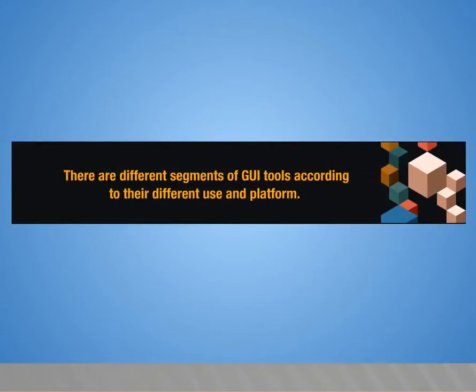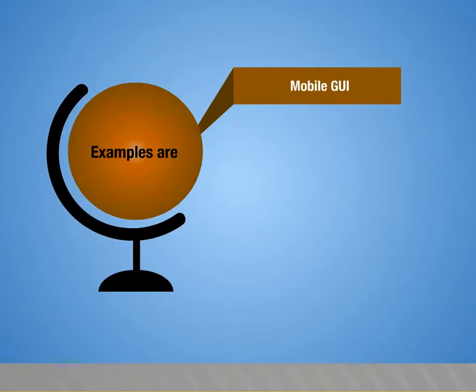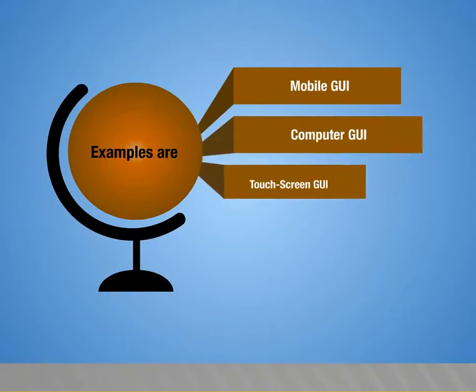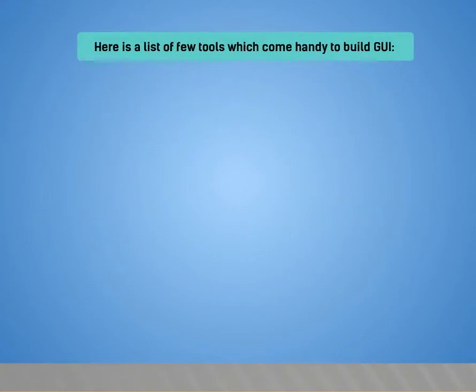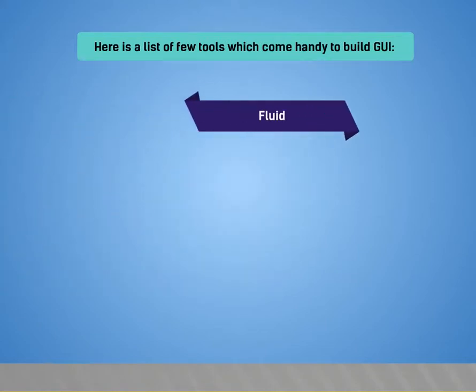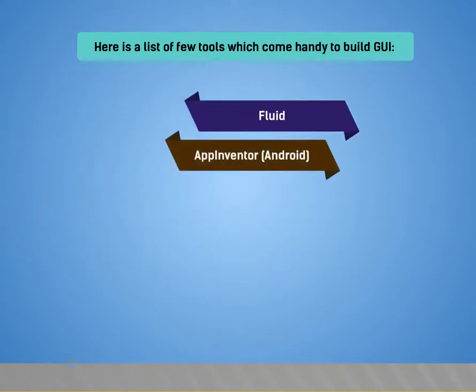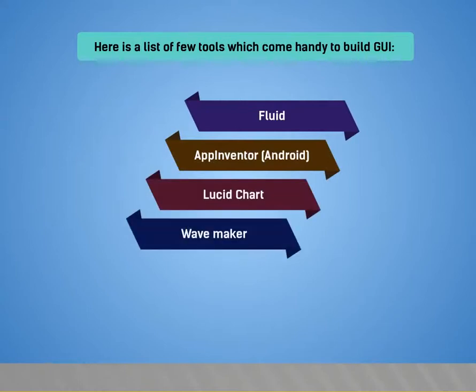There are different segments of GUI tools according to their different use and platform. Examples are mobile GUI, computer GUI, touchscreen GUI, etc. Here is a list of few tools which come handy to build GUI: Fluid, App Inventor for Android, Lucid Chart, WaveMaker, Visual Studio.